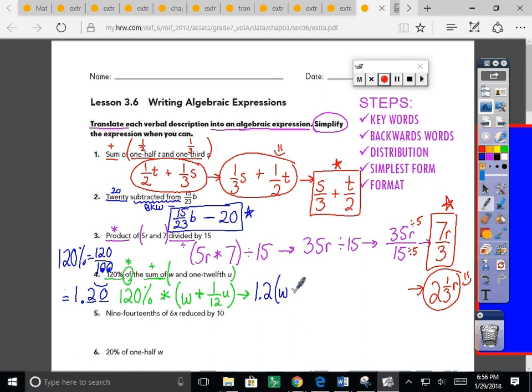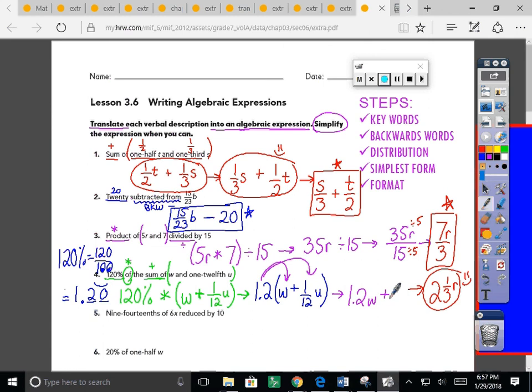And we still have to show the sum of W and 1/12 U. Still not done, but we definitely took care of the problem with our percent. We showed it as a decimal, and now we're ready to distribute. If you look back up at my steps, we definitely found keywords. There were not backwards words this time, but there is distribution. This is where we are, at distribution. So if I took 1 2/10 times W, I'm definitely going to get 1 2/10 W.